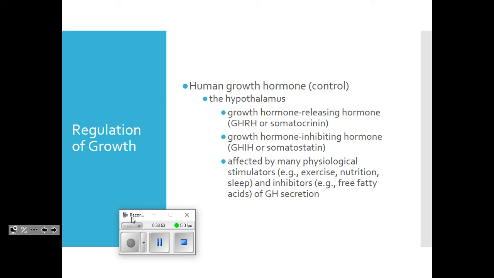So there are some hormones. One of them is called growth hormone releasing hormone. The other is called growth hormone inhibiting hormone. These two hormones will either cause GH to be produced or reduce its production. And they're affected by many physiological stimulators: exercise, nutrition, sleep, other inhibitors, like how many free fatty acids there are. But these are the things that could affect these hypothalamus hormones, which will in turn affect whether growth hormone is produced or not.